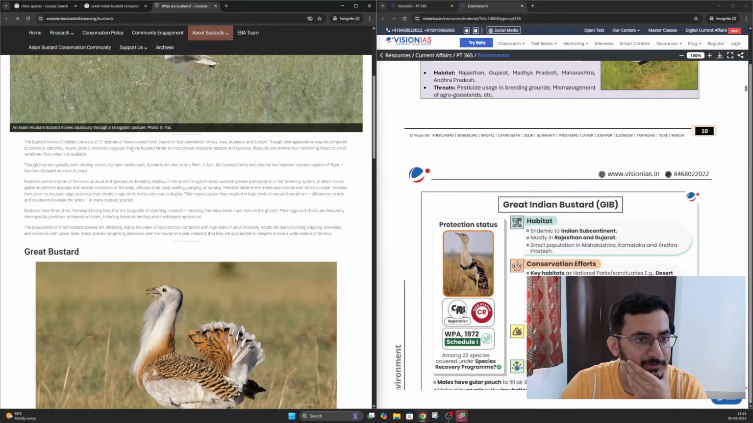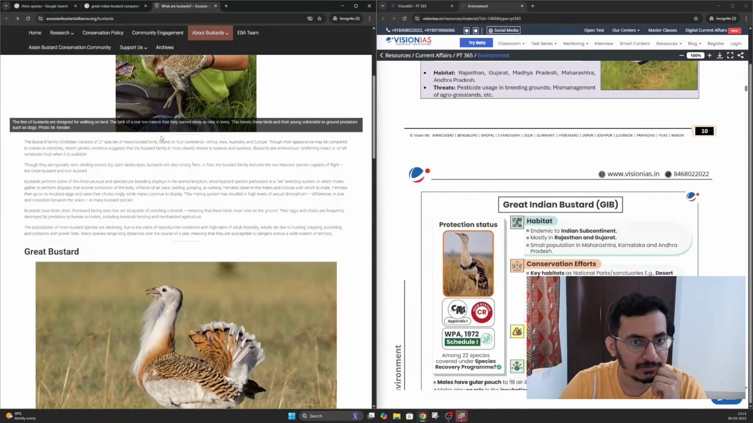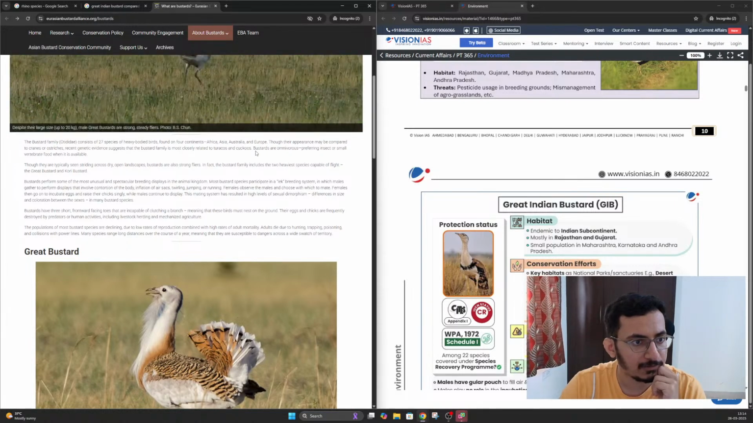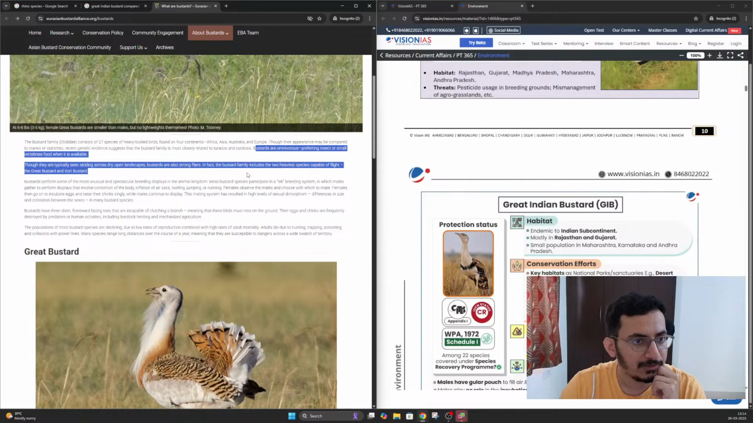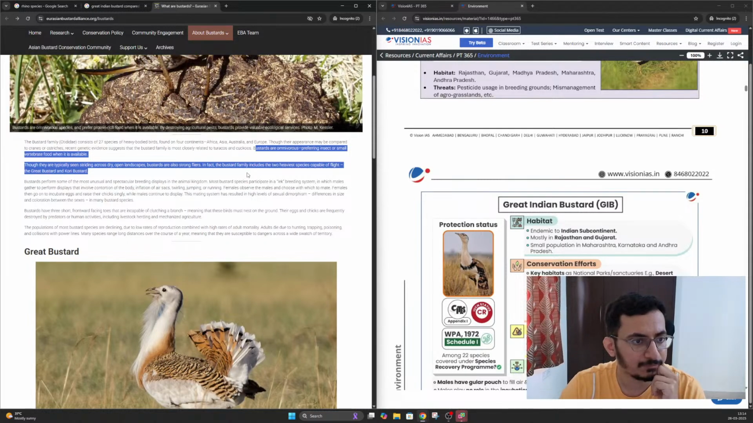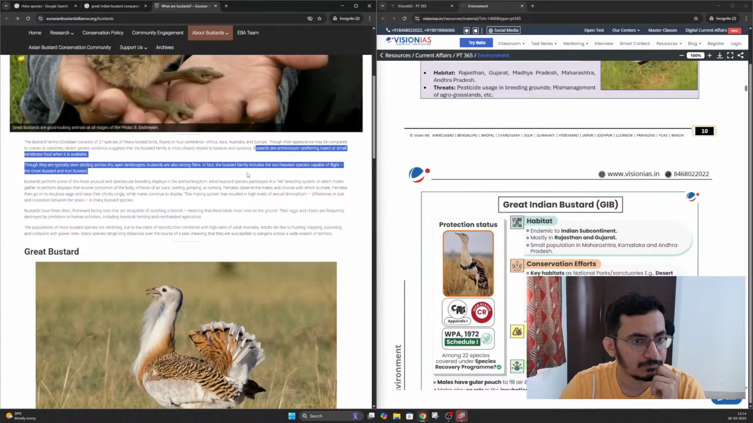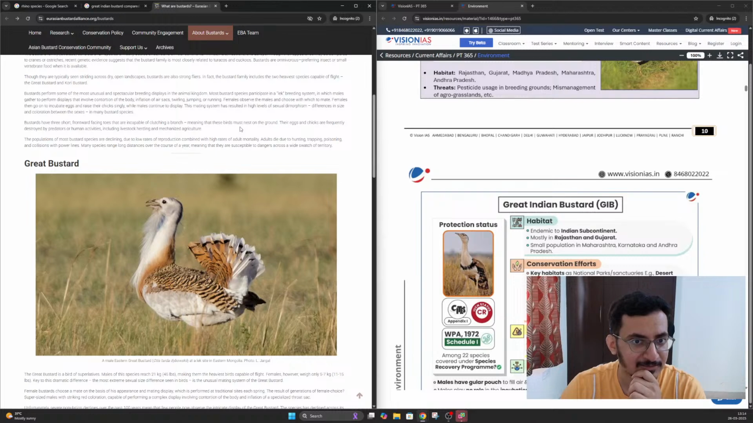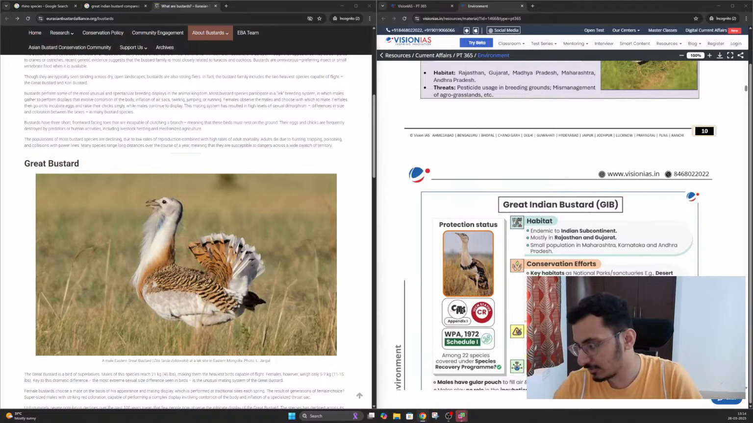Okay, 27 species of heavy-bodied bird found on 4 continents. Bustards are omnivorous birds. So 27 species in total. There is sexual dimorphism, and they have short toes, so they cannot perch on a branch. So they nest on the ground. That makes sense. But unfortunately, that means their eggs can be destroyed by animals.